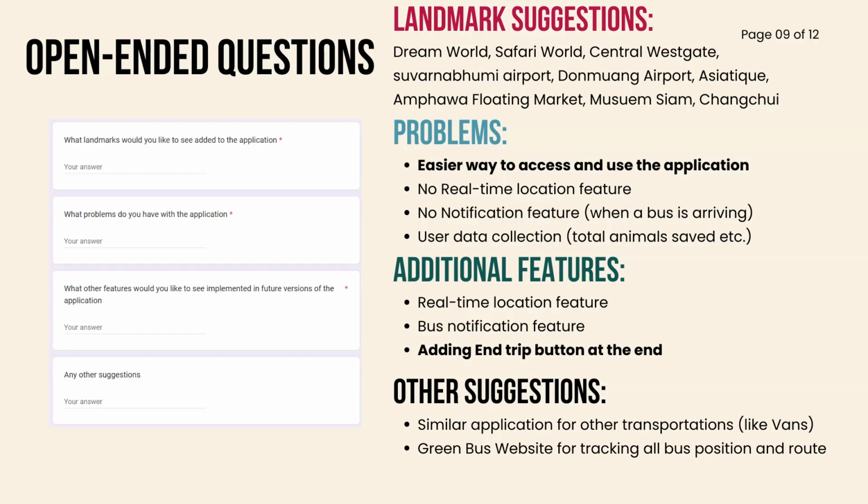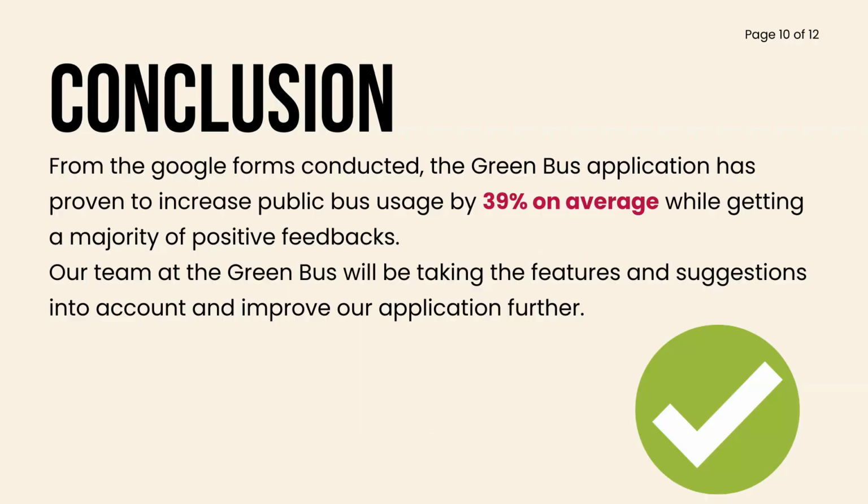But an additional feature that has been requested and that we've added is an end trip button at the very end of a trip to get back to the start much more easily. Finally, there are also some other suggestions that have been made, like making similar applications, for vans for example, and a green bus website, or some other application which may help to track all of the buses' positions and routes to plan better.